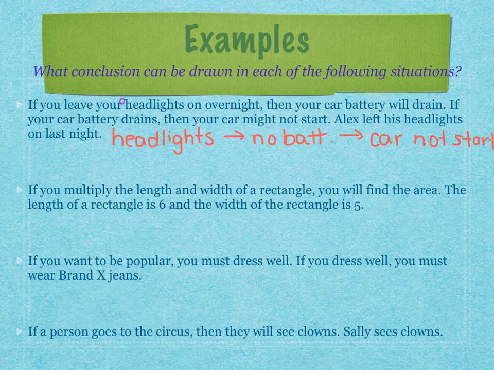Okay? And then it tells me that Alex left his headlights on. So let's find where Alex would fall in this statement. Alex is here. He left his headlights on. So we know that his car battery will drain. Therefore, his car might not start in the morning. That's our conclusion that we can make, that Alex's car might not start. And it says might, so we don't know for sure, but that's the conclusion we can draw.